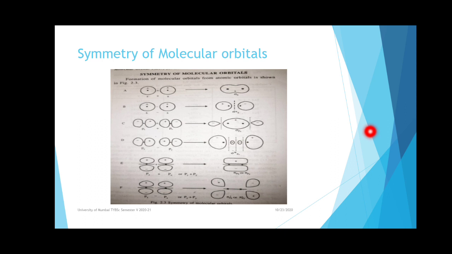So this is how we got different molecular orbitals when different atomic orbitals combine, like sigma s, sigma star s, then sigma pz, sigma star pz, pi px or pi py, as well as pi star px, pi star py. So all these are called molecular orbitals. Okay, so that combination you have to keep in mind.